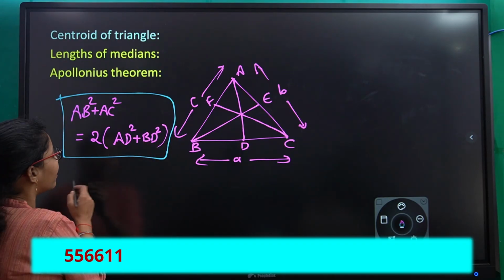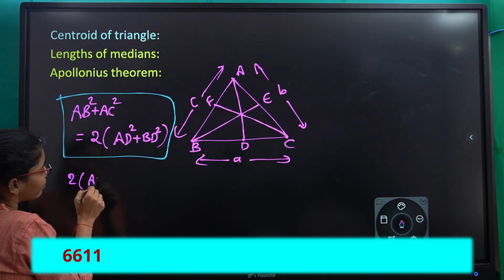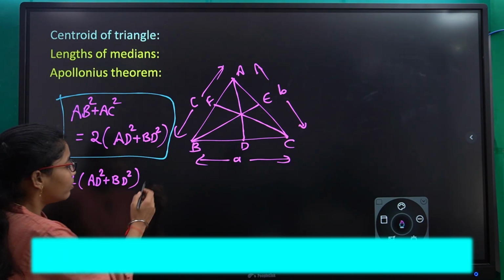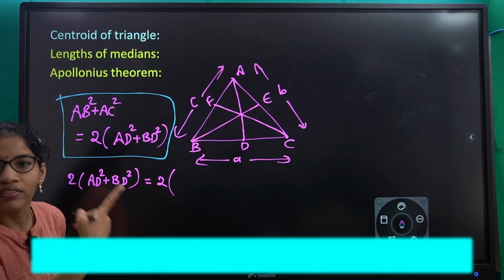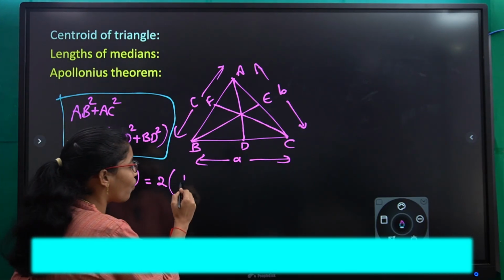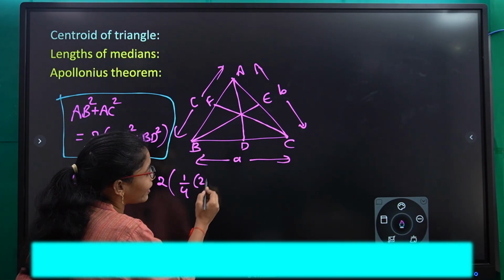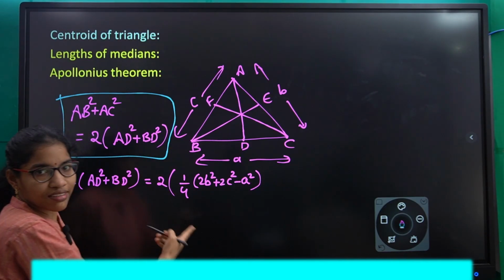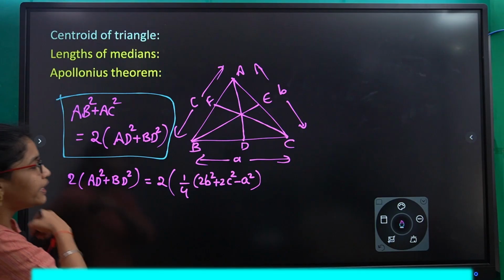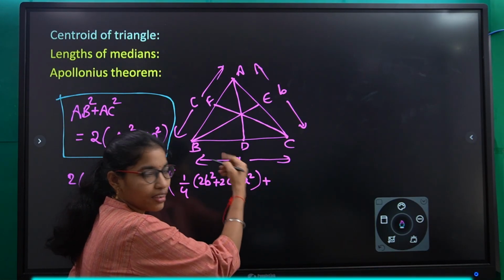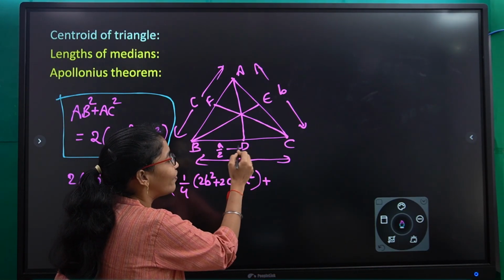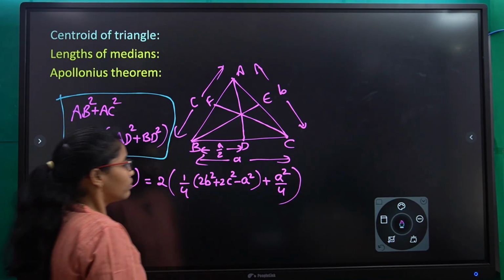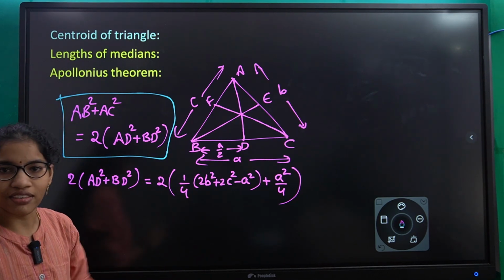So here if you take 2 times of AD square plus BD square. Suppose if you take this one, okay, so twice of what is AD square? Just now we saw 1/4 of 2B square plus 2C square minus A square. This is AD square or not? Yes. And BD square, what is BD here? A by 2, right? BD is half of the length. So A square by 4. So this is AD square plus BD square, right?